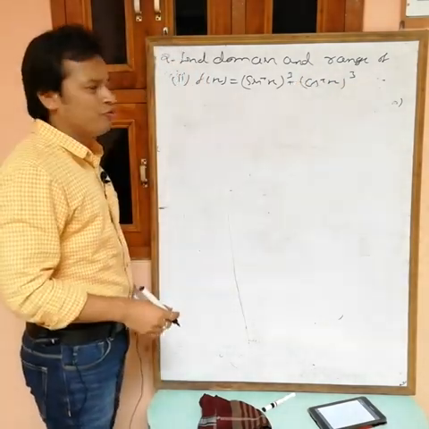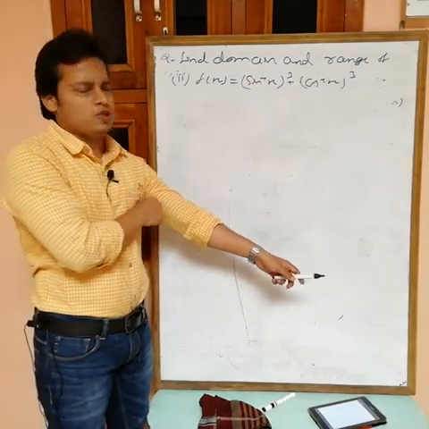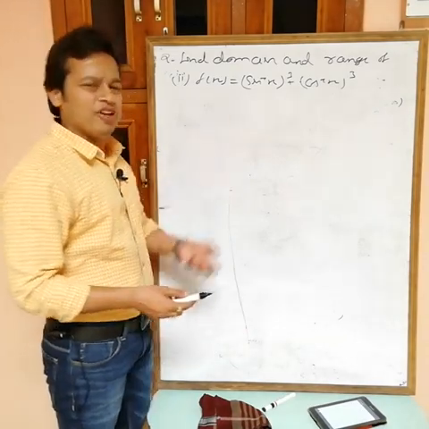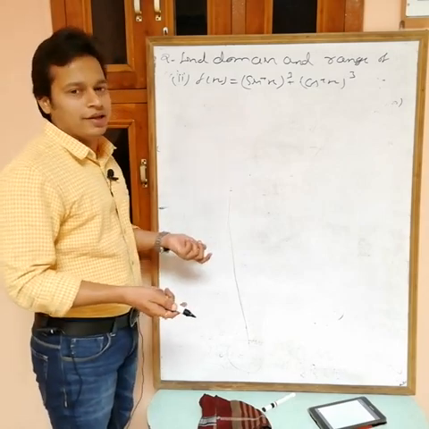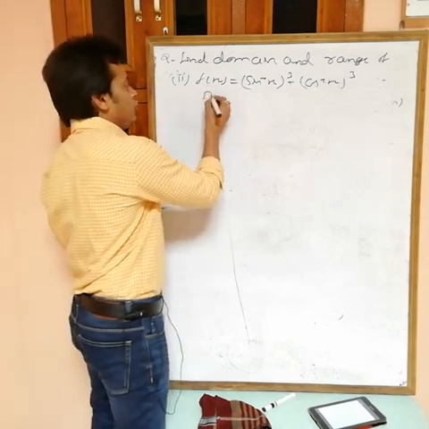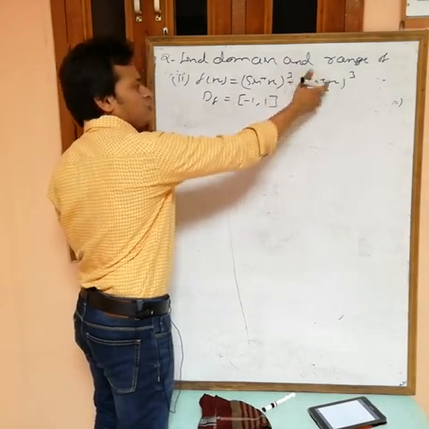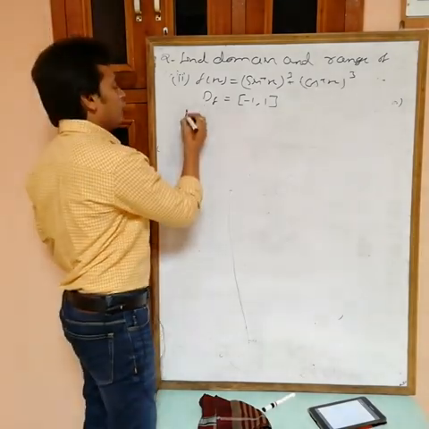Domain is simple. Both functions must be defined now. Domain of sin inverse is -1 to +1. Domain of cos inverse is -1 to +1. So similarly, domain of f(x) is -1 to +1. It means mainly we have to find the range. Domain of f is equal to -1 to +1 because both must be defined and both have the same domain, -1 to +1. Now what about range?